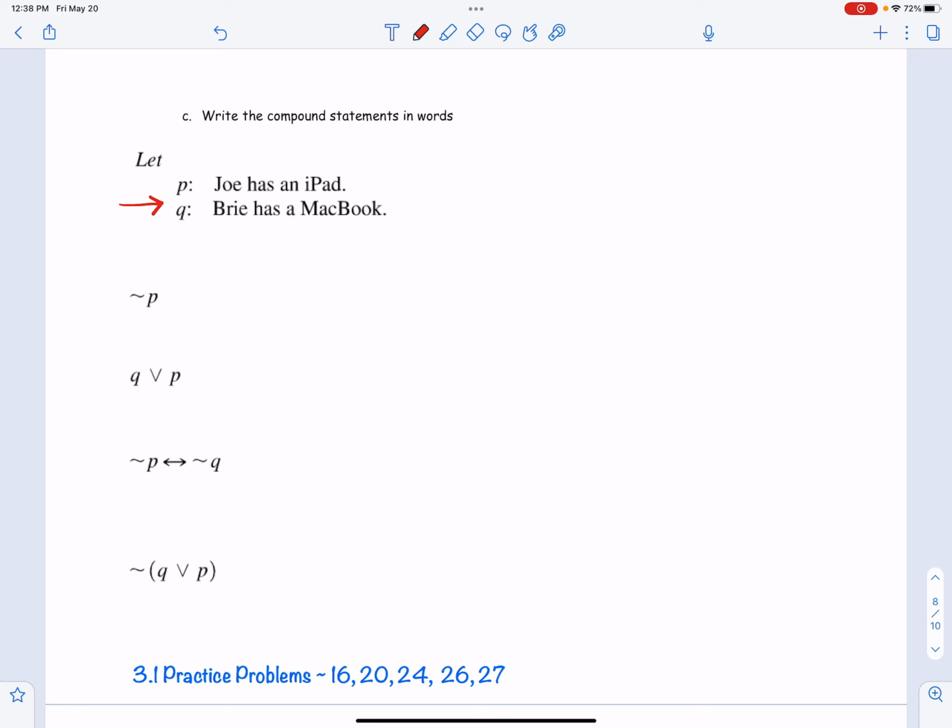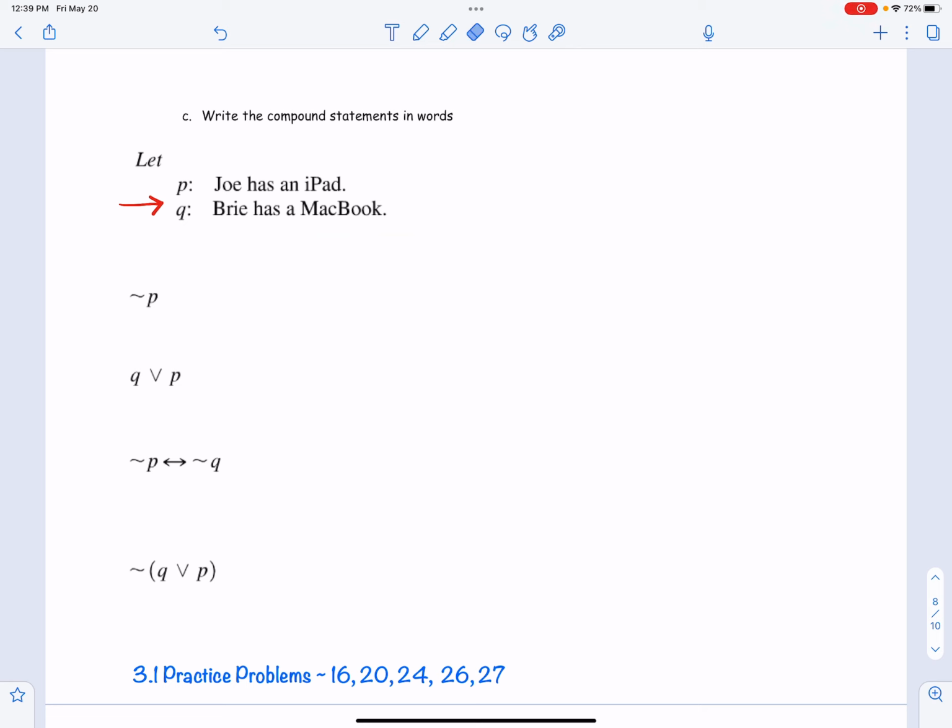Okay, so now we want to make sure that we can take symbolic form and understand what that actually says. All right, so we've got our two statements here. Joe has an iPad, that's P. Bree has a MacBook, that's Q. And the first thing we want to do is the negation of P. That tilde P is read not P.